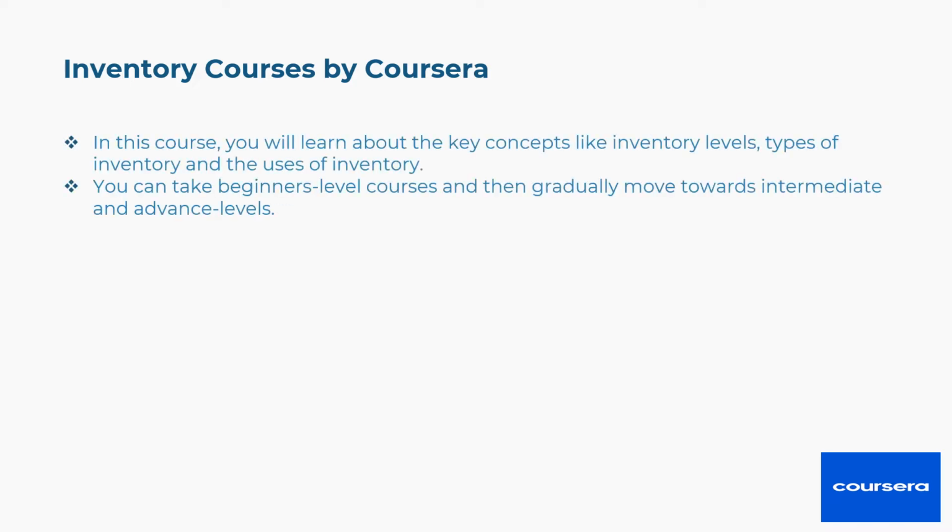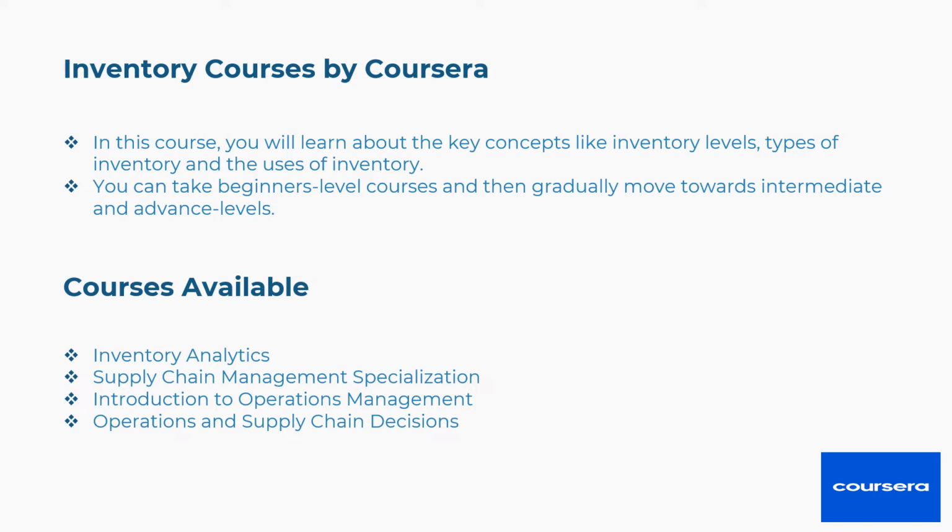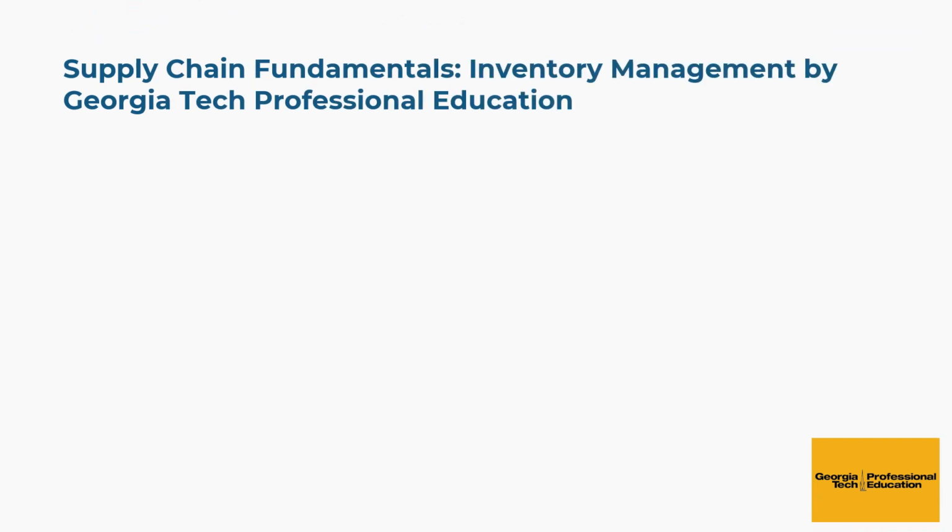Fourth is Inventory Courses by Coursera. In this course, you will learn about key concepts like inventory levels, types of inventory and the uses of inventory. You can take beginner level courses and then gradually move towards intermediate and advanced levels. The concepts covered in this course are: inventory analytics, supply chain management specialization, introduction to operations management, operations and supply chain decisions, and more.